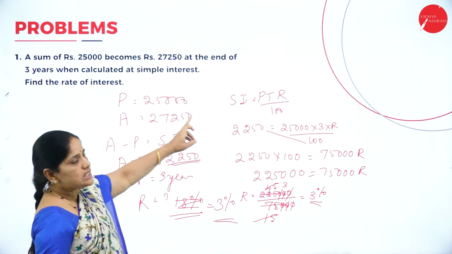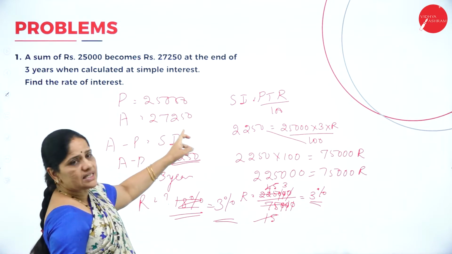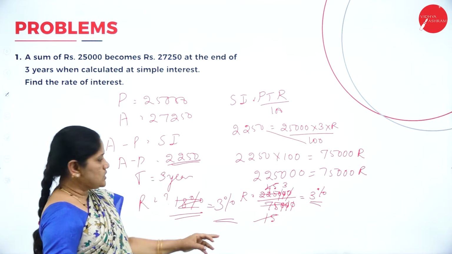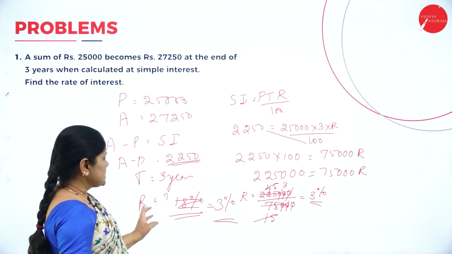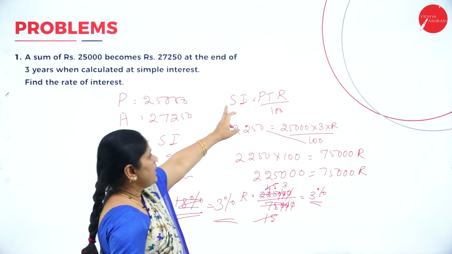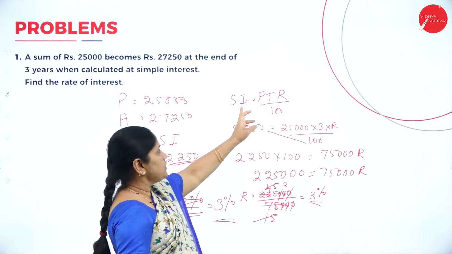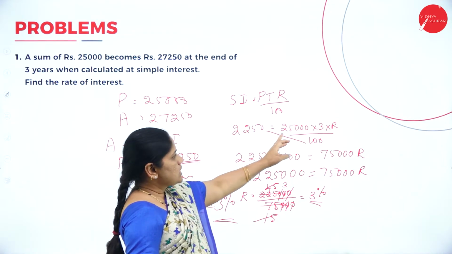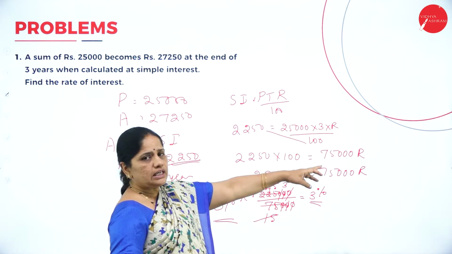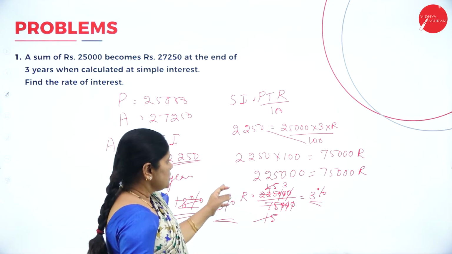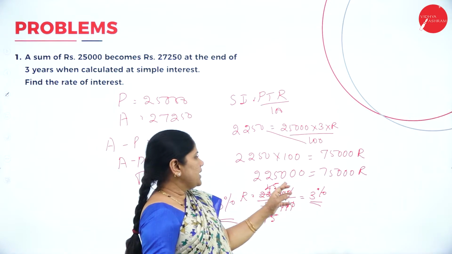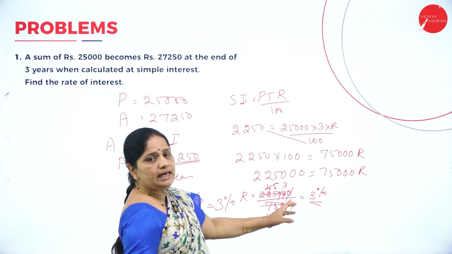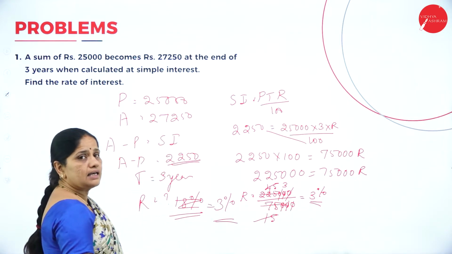So 25,000 is the principal, amount is 27,250. So the difference between these two is 2,250. Time is 3 years. So we find out what is R. I use the same formula, SI equals PTR by 100. So 2,250 equals 25,000 into 3 into R by 100. So this will be 2,25,000 equals 75,000 R. So when I simplify, I get R equals 3% is the answer.